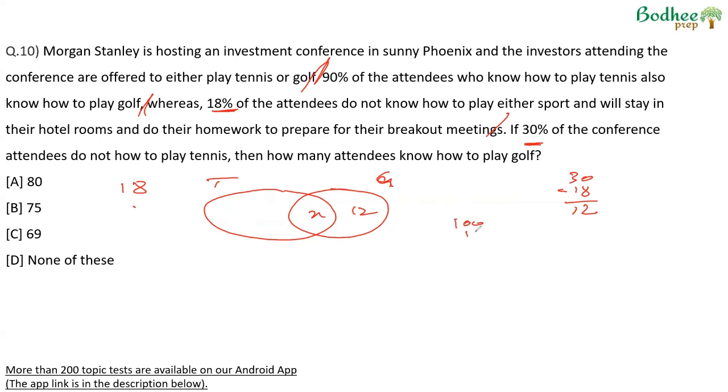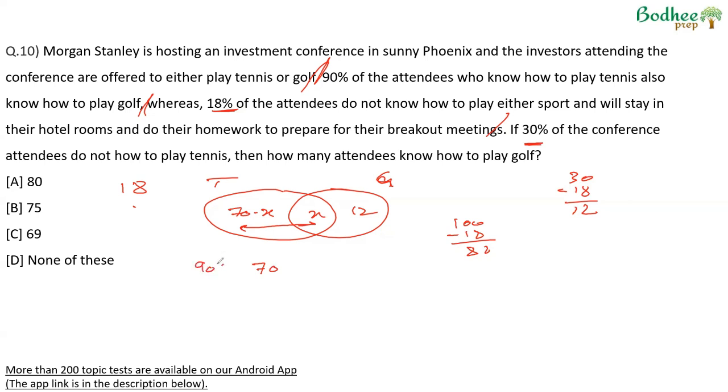The total will be 100 minus 18, which is 82. Out of which 70, this will be 70 minus X. If this is X, this will be 70 minus X. 70 minus X plus 12 is 82. 82 plus 18 is 100. Now it says 90% of attendees who know how to play tennis. How many people know how to play tennis? 70 minus X plus X, which is 70.